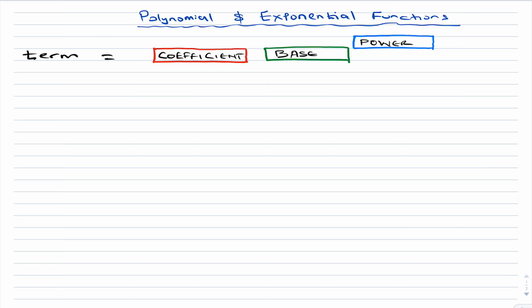Polynomial and exponential functions. Polynomial and exponential functions contain terms. Terms consist of coefficient, base, and power. Now let's write polynomial and exponential functions in terms of terms. So I'll write polynomial and exponential.